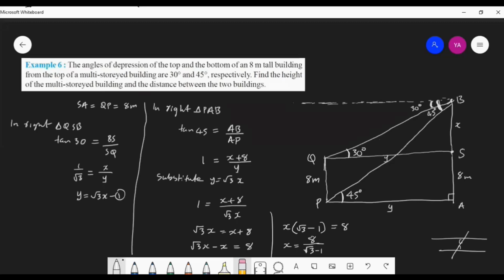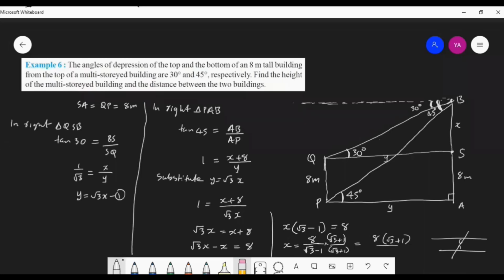Into root 3 minus 1 by root 3 plus 1, right? Into root 3 plus 1 by root 3 plus 1. Because in the denominator, our target is to apply the identity a plus b into a minus b. So you take the opposite sign, then multiply. In the numerator, it will be 8 into root 3 plus 1.